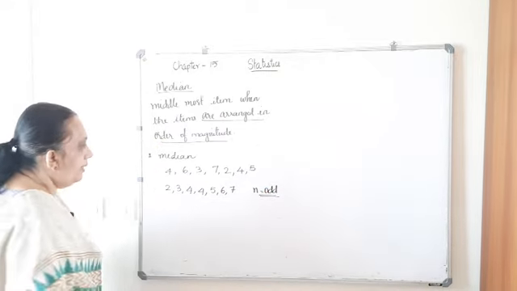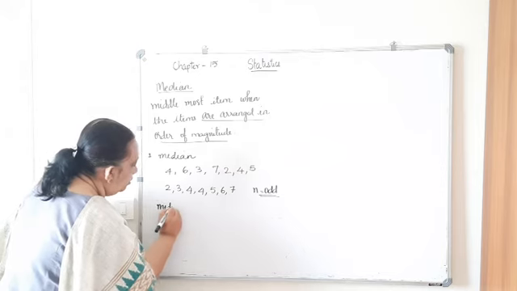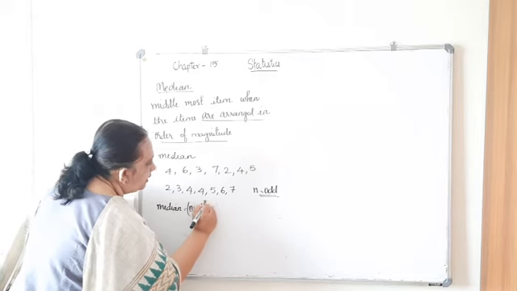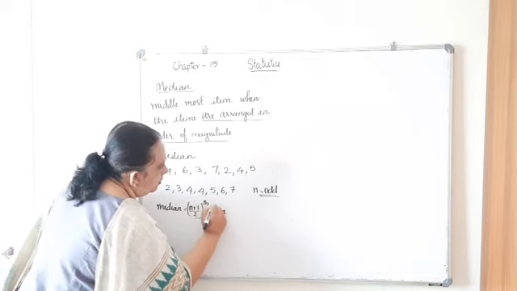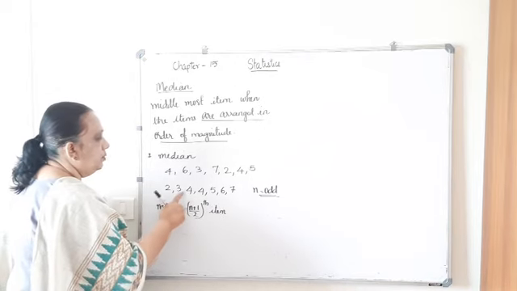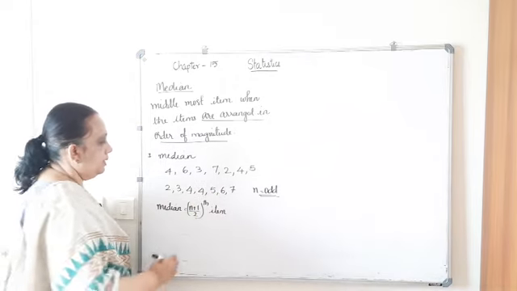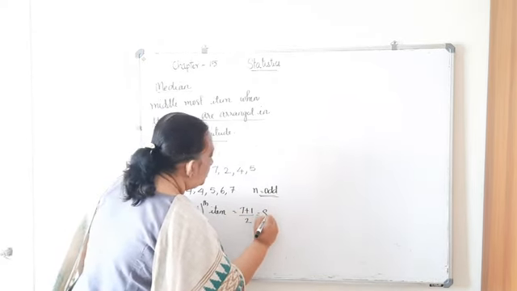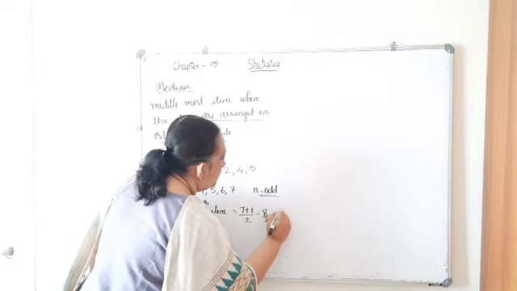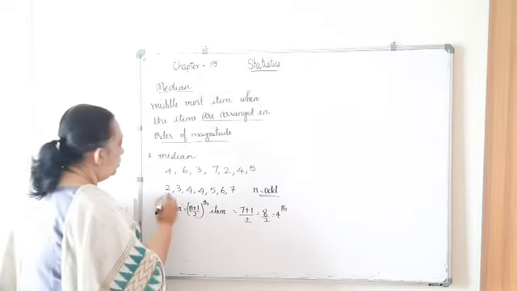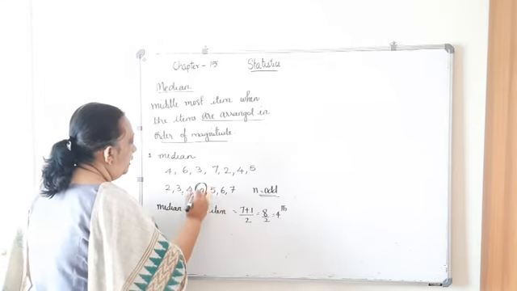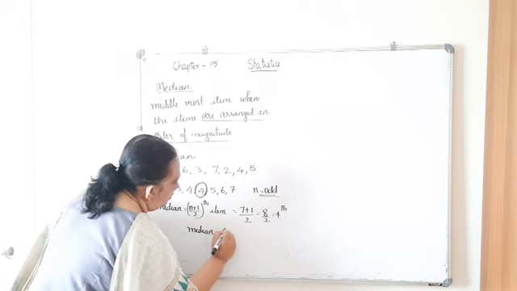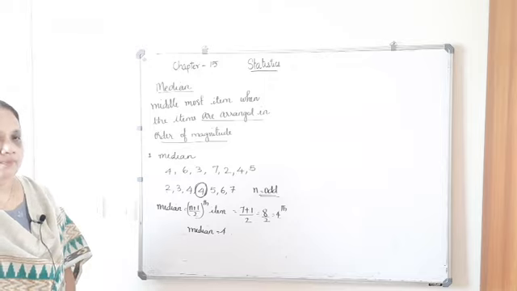In that case, median is equal to the (n plus 1) by 2th item. N is odd, 7. So that is 7 plus 1 divided by 2, which is 8 by 2, which is the 4th item. What is the 4th item? 1, 2, 3, 4. So, median is equal to 4.